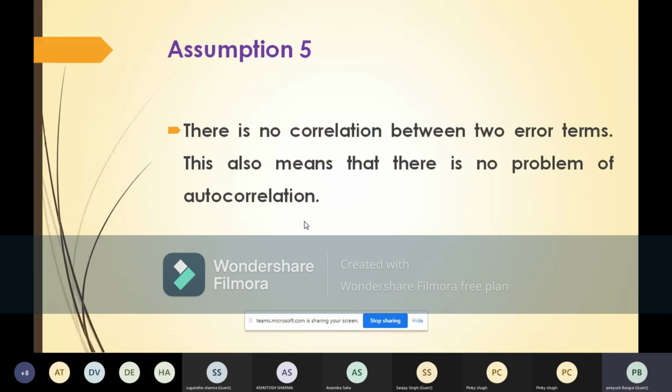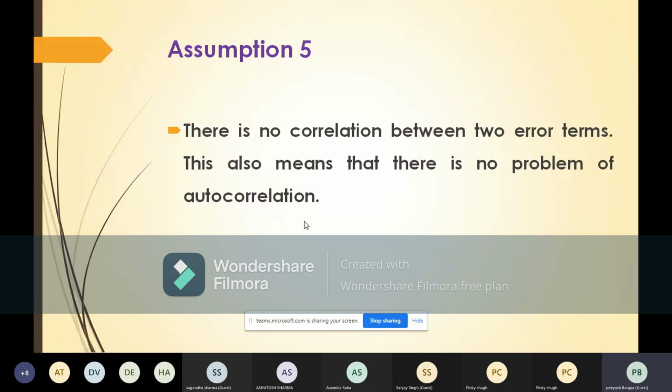Now, this is also one of the prominent assumptions. There is no correlation between two error terms. This also means that there is no problem of autocorrelation. So generally when it comes to software, we check the serial correlation problem or autocorrelation problem, that the error term does not have autocorrelation.